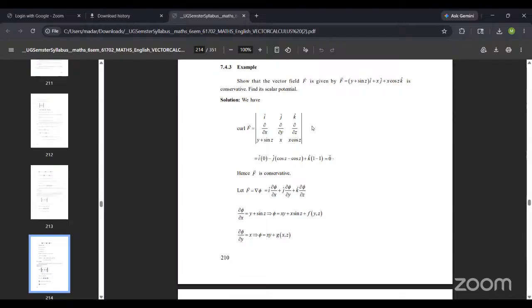Show that the vector field F is given by (y plus sin z) i plus x j plus x cos z k, and find the scalar potential. So curl is equal to i j k, del by del x, del by del y, del by del z, y plus sin z, x and x cos z. So that is equal to i into 0, minus j into cos z minus cos z, and plus k into 1 minus 1.